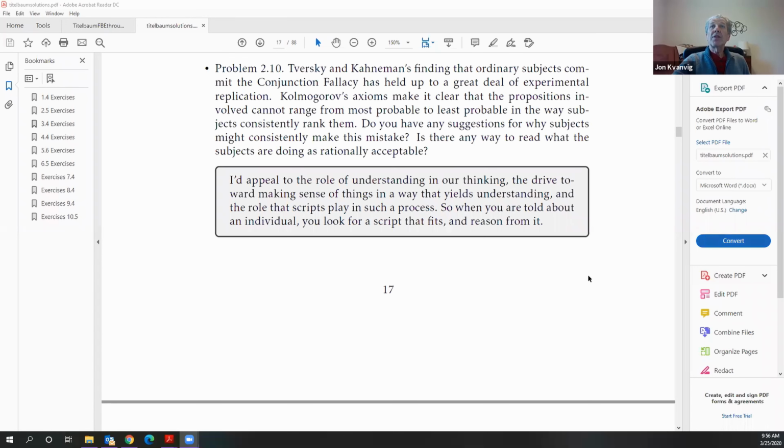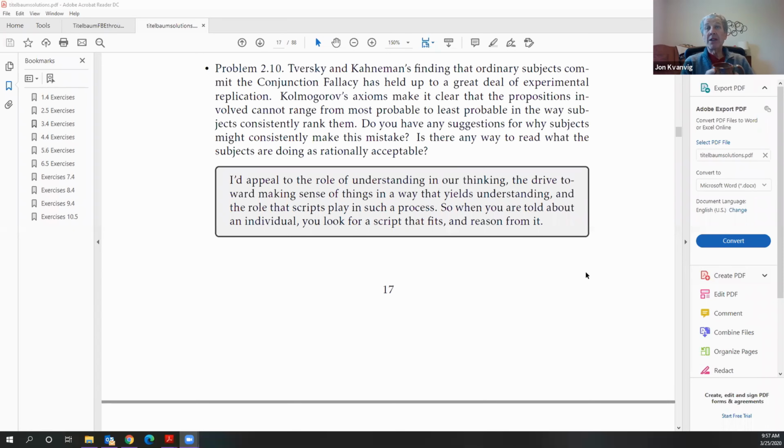So Tversky and Kahneman are famous for conducting experiments where they find that ordinary subjects commit the conjunction fallacy. And their results have held up to replication quite widely. So the conjunction fallacy is where you assign a higher probability to a conjunction than you do to one of the conjuncts.